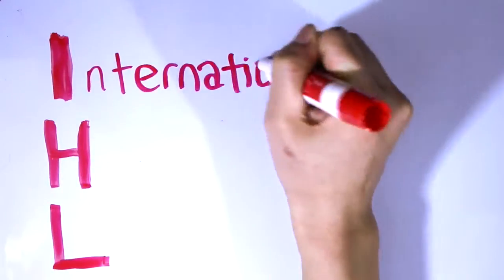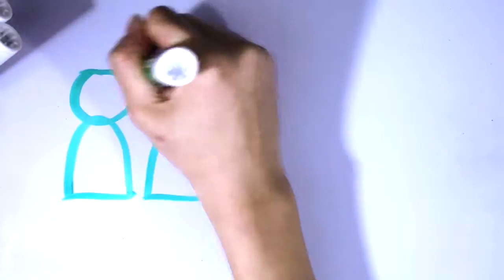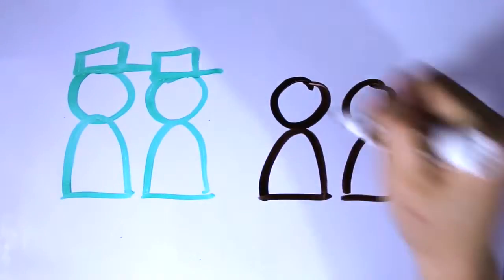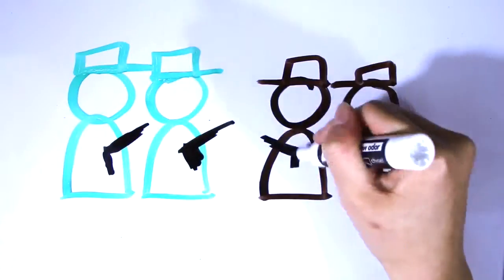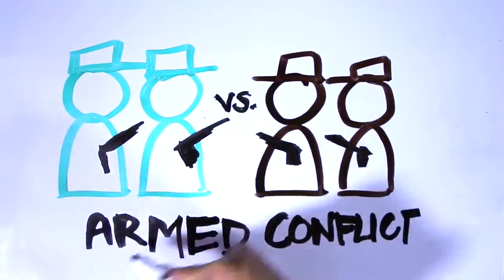What is IHL? IHL stands for International Humanitarian Law. As defined by the International Committee of the Red Cross, the IHL is a set of laws designed to restrict the means and methods of warfare and protect non-combatants. IHL is applicable during times of armed conflict.